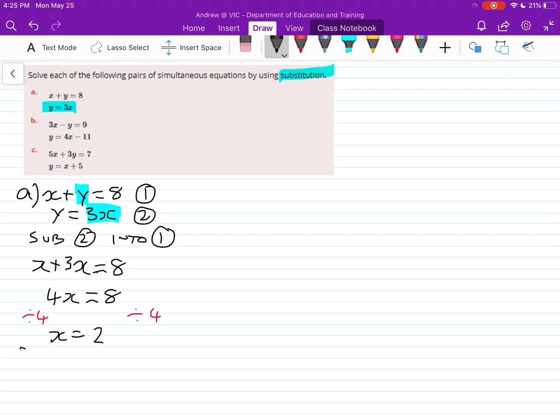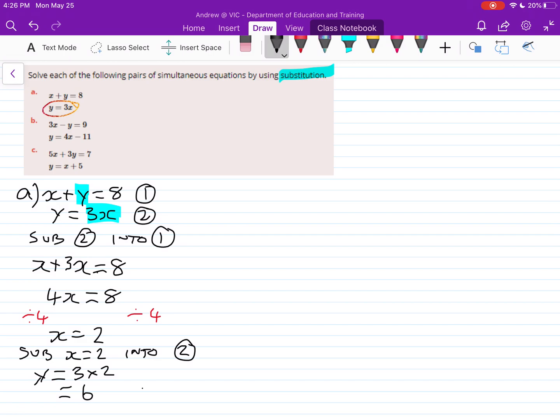We're going to substitute this into one of our equations, and hopefully you realize it's a lot easier to substitute it into this second equation here because y is already by itself, so you won't need to rearrange the equation at all to figure out what y is. Okay, so y is equal to 3 times 2. This is going to be 6.